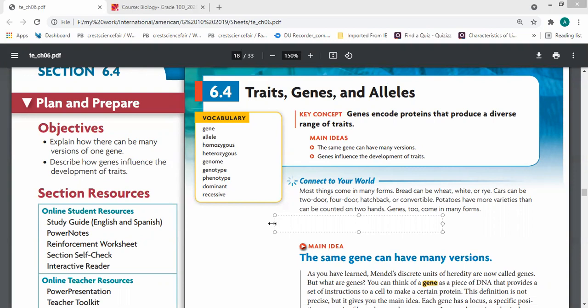In case of impure, or hybrid, or heterozygous, the two letters are not similar, one of them capital, the other one small. This case is for hybrid dominant. D capital D capital, D capital D small, D small D small. All of these letters or symbols are considered genotype.